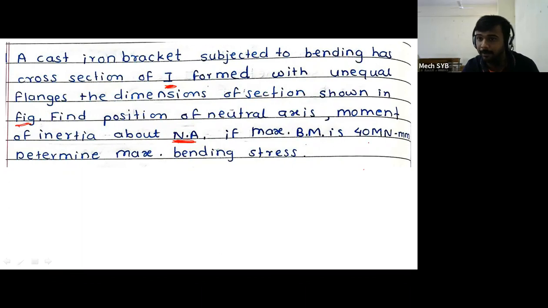If maximum BM is 40 mega newton mm, determine the maximum bending stress. Determine maximum bending stress. आता maximum bending stress कसा ठरवायचा? How to decide the maximum bending stress?